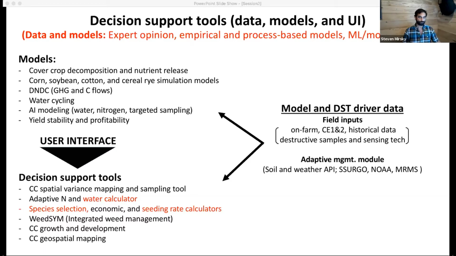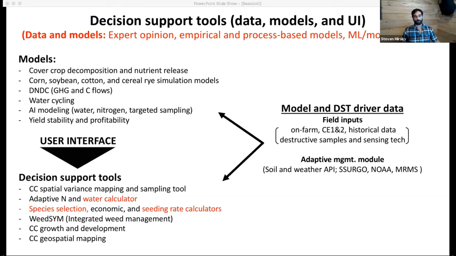Huge product for us. So, as we build interfaces around these models, they become decision support tools, right? And here's just a suite of the tools that we're targeting. I put the ones in red as just to show these are tools that we are interfacing with as cover crop council members and as PSA members, but are not direct deliverables in this grant.